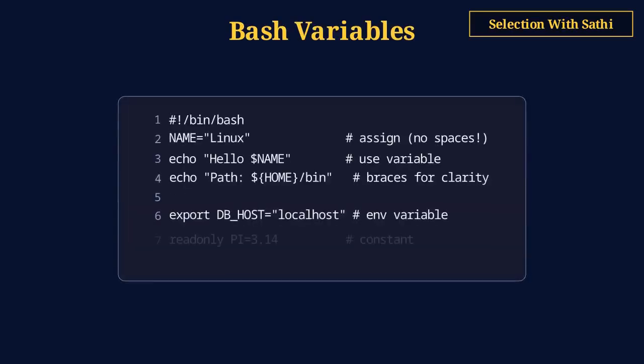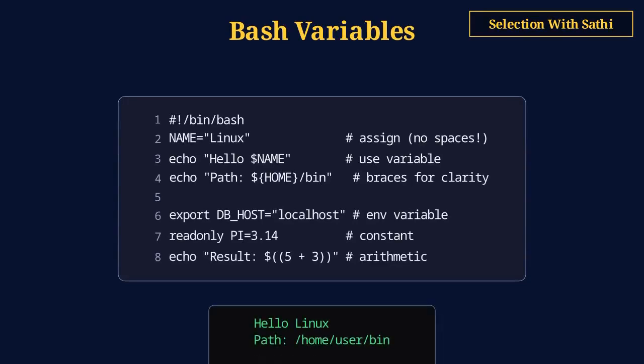To assign a variable, write name=value with no spaces around the equals sign. Spaces will break it. Bash will try to run name as a command. To access the value, use $name or ${name}. Export makes a variable an environment variable, visible to child processes.